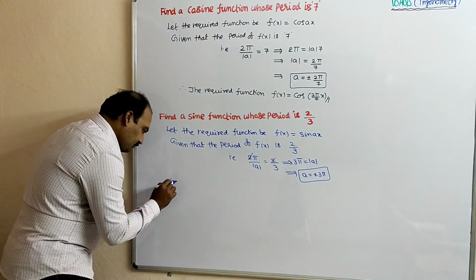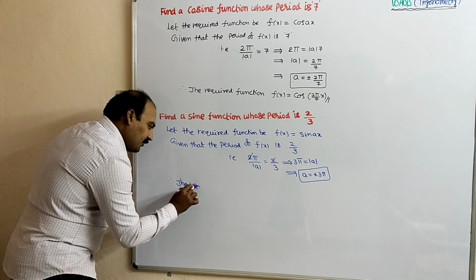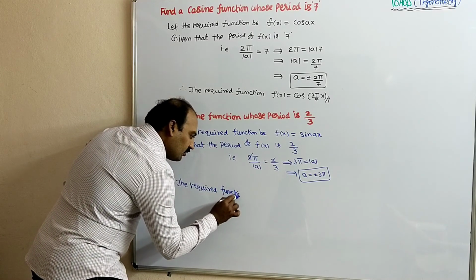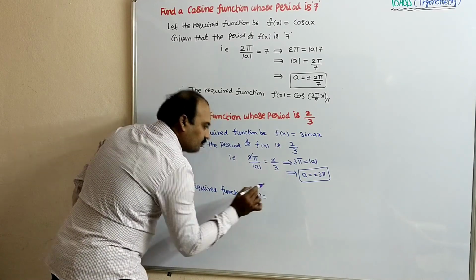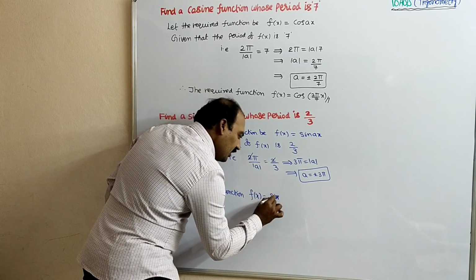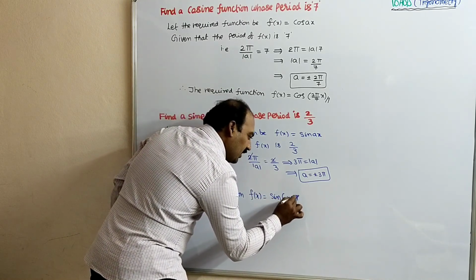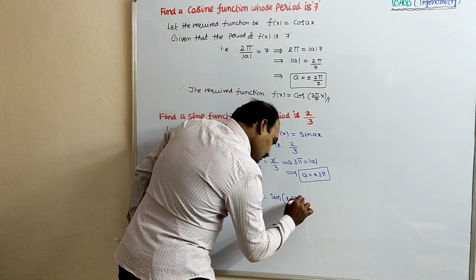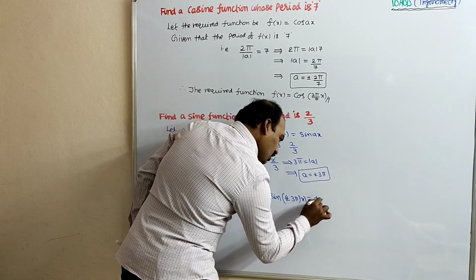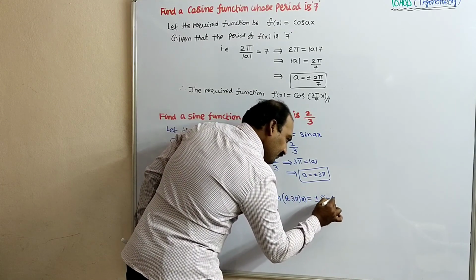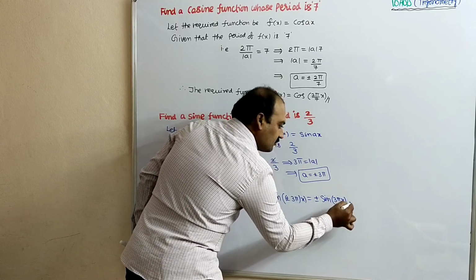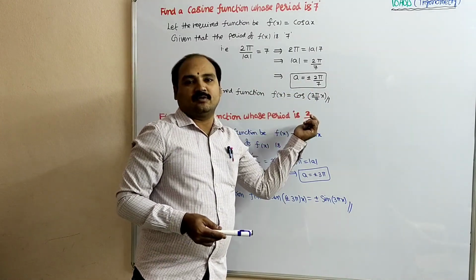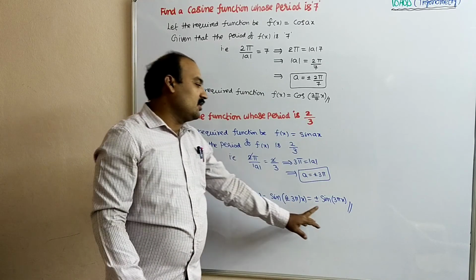Therefore the required function f of x equal to sine of a x, plus or minus 3 pi x. Sine of plus 3 pi x means sin 3 pi x, which is equal to plus or minus sin 3 pi x, which is the required function. Here, why are we not writing plus or minus for cos? Because cos of plus or minus theta is cos theta only. But here, based on that, the sign will change.